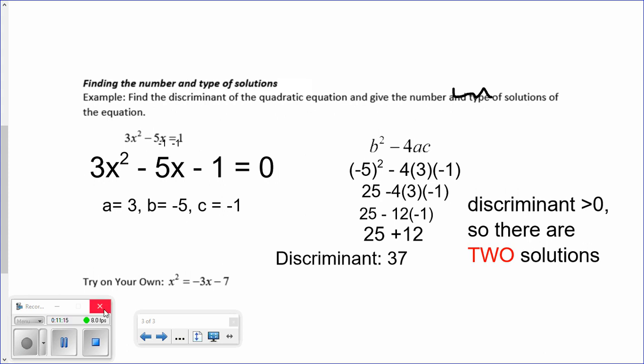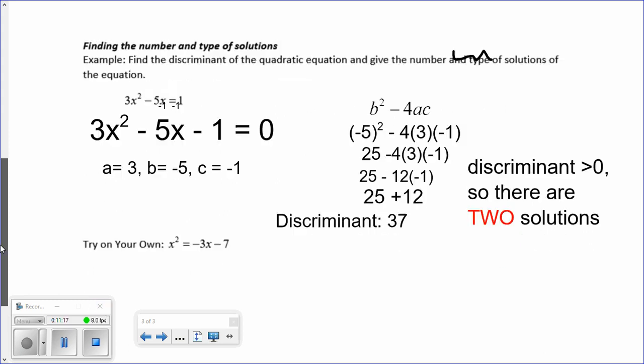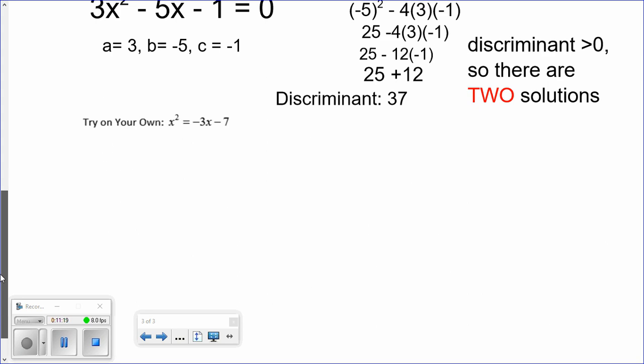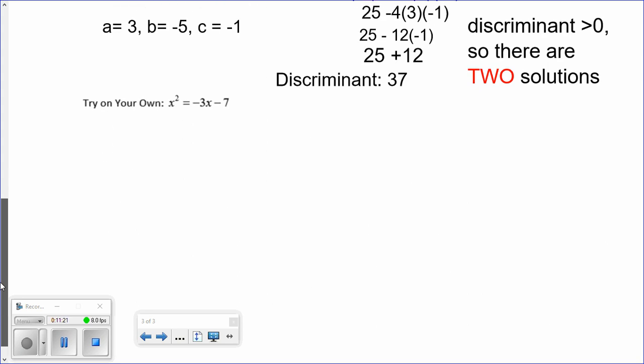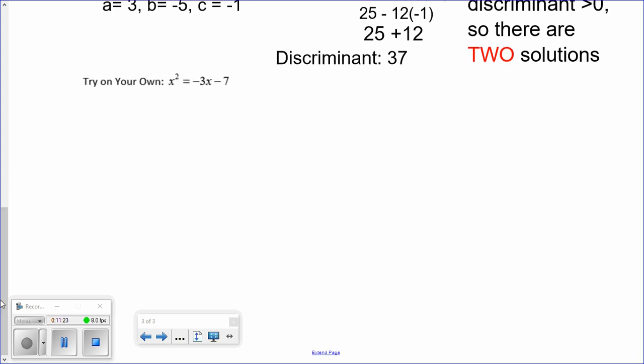Okay? And then you guys have one try on your own to get it to be standard form first, and then find the discriminant and tell how many solutions there are. That's the entire video. If you guys have questions, please write them down and be sure to ask them in class. We will do an activity with this to practice even more.